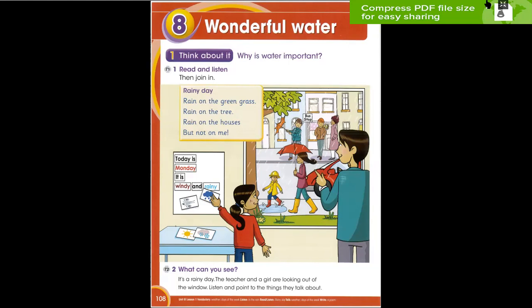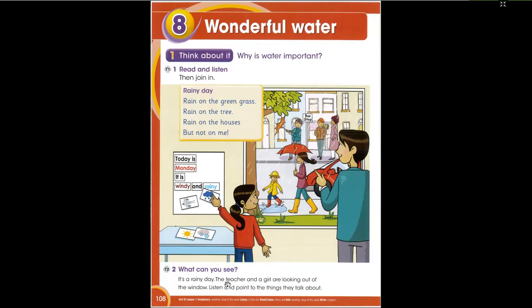It is a rainy day. The teachers and the girls are looking out of the window. Listen and point out what they are talking about. Actually, in this lesson, we are going to study the importance of water. Why is water important for living things? Without water, we cannot live. It is very hard to live without water.